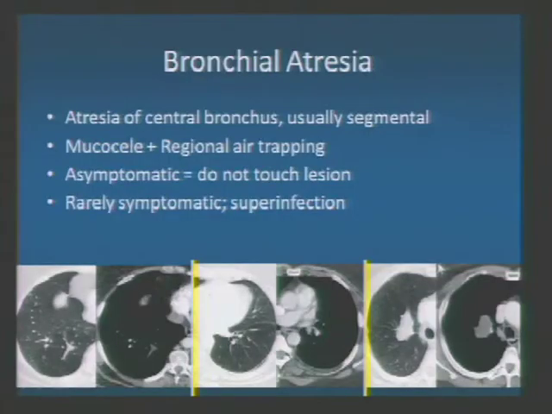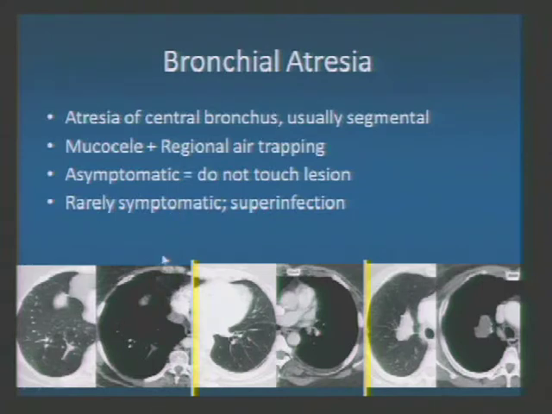So bronchial atresia results from atresia of a central bronchus. Usually it's at the segmental or subsegmental level, and it's thought to result from a vascular insult during development. The distal airways form normally, and as a result of that, they become impacted with mucus, giving the characteristic branching mucocele or bronchocele. There's regional air trapping beyond because there is collateral airflow into this region that can't escape through the bronchus. The majority of the time that we encounter these lesions, they are asymptomatic, incidentally detected on studies done for other reasons, so they're do-not-touch lesions, and it's fairly rare for them to be symptomatic.